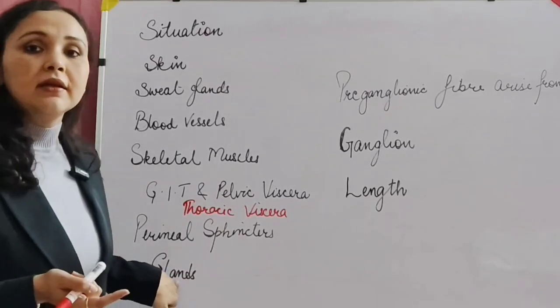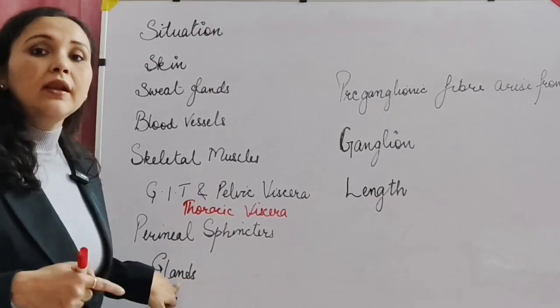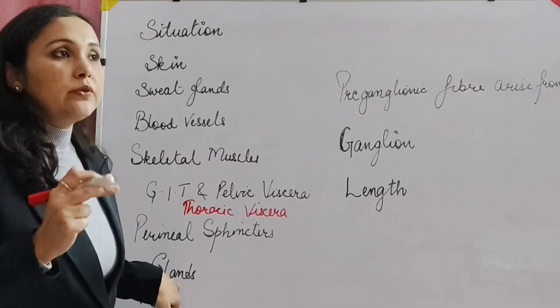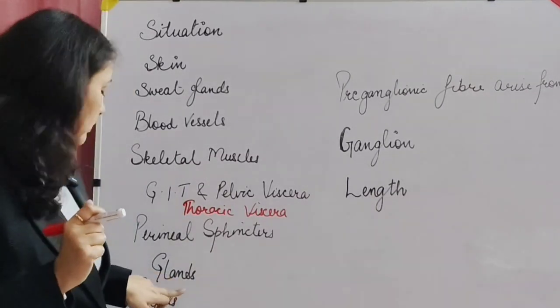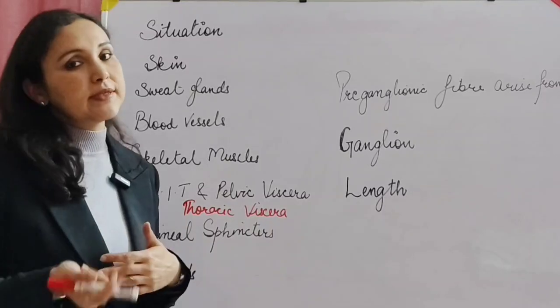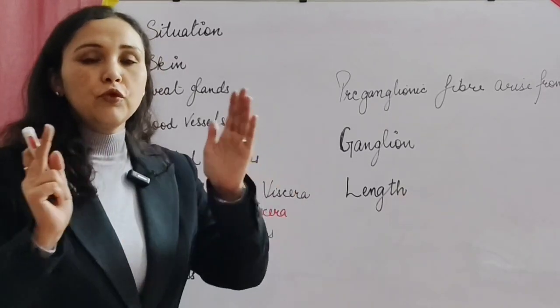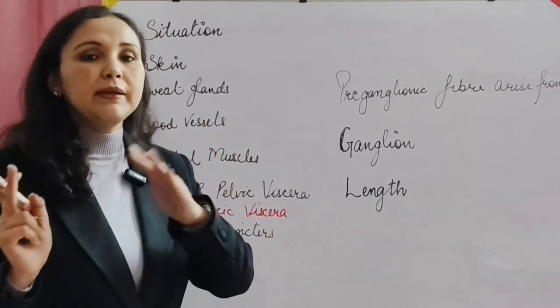Talking about the glands, sympathetic overactivity will decrease the secretion of the glands. That is the reason for a dry mouth when you are nervous. The pupils are dilated. Now if we go to the parasympathetic nervous system, it is completely the reverse.